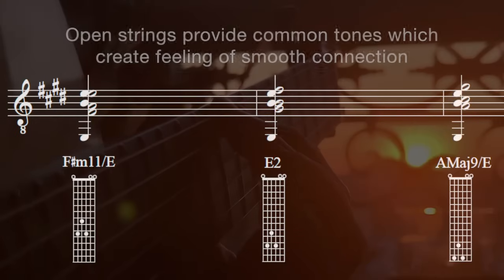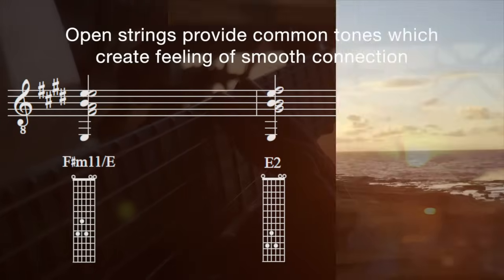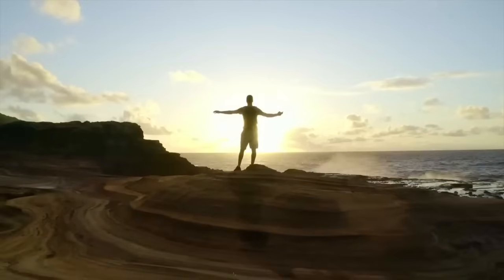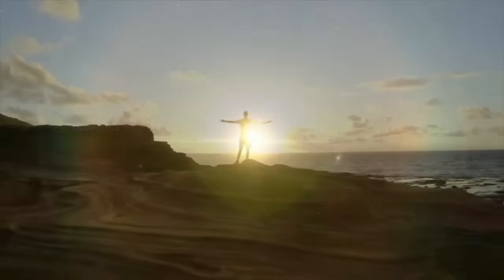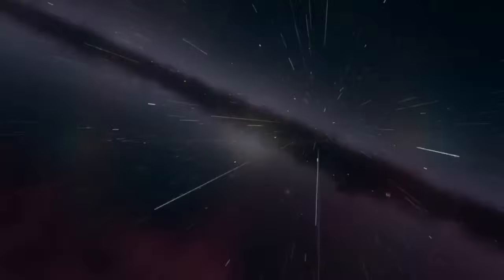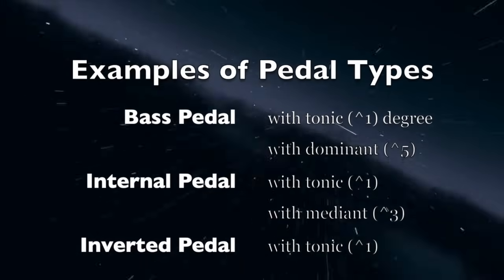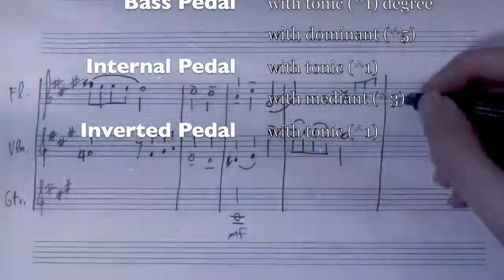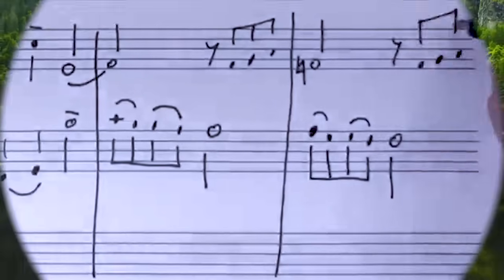These open strings, that is, common tones, create a feeling of smooth connection between the chords and produce a kind of stasis, a feeling of warmth and relaxation. Now, let's look at a few examples of famous works with pedal points of three types. Then we'll conclude with a practical technique that you can use to harmonize a melody with pedals.